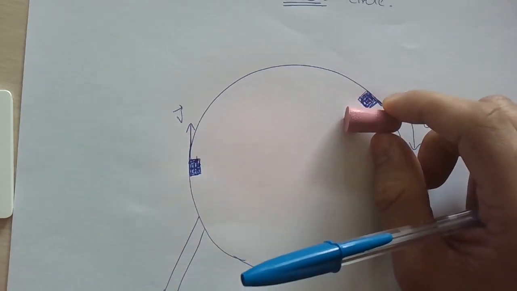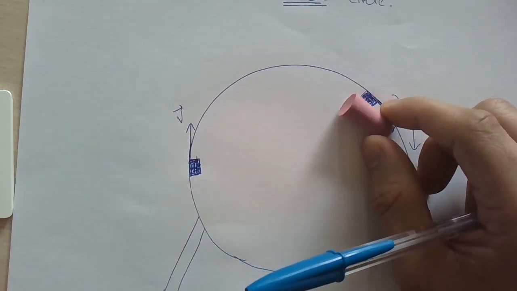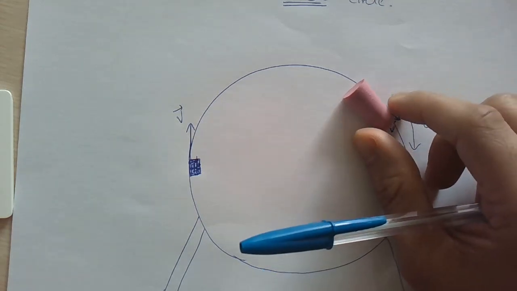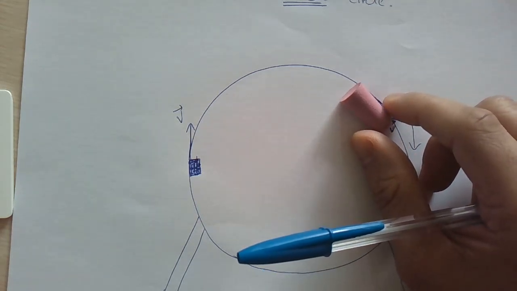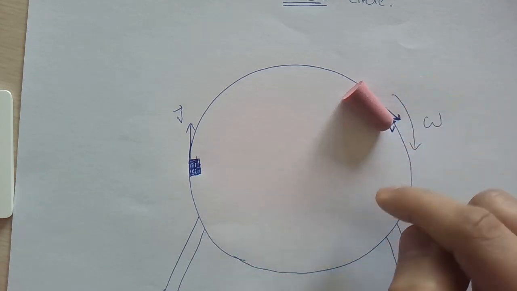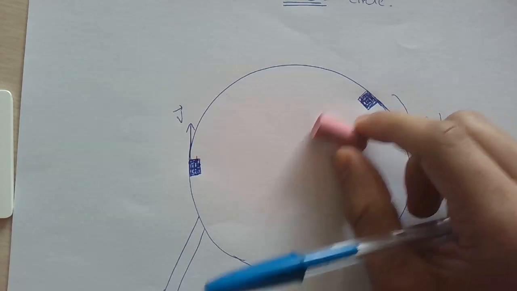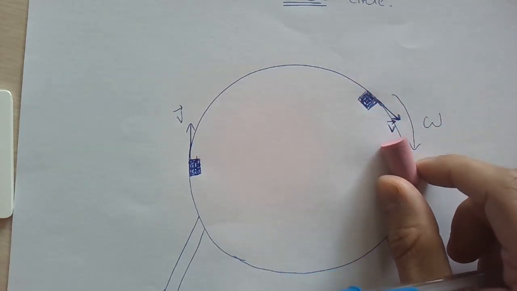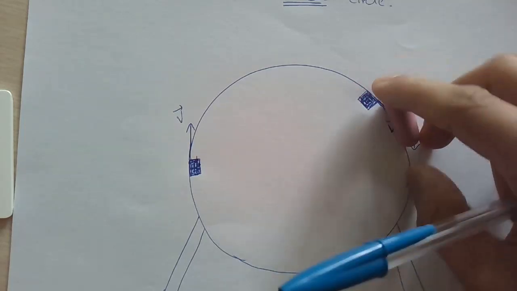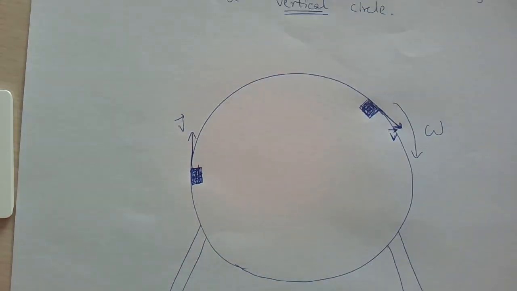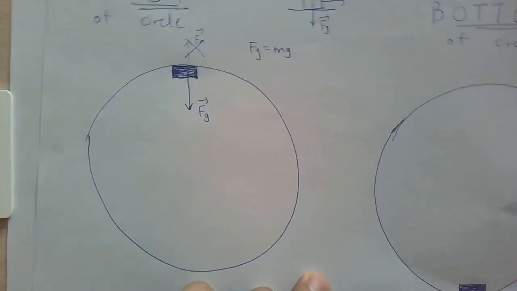Now a body has mass, and mass has inertia, and inertia does not like the change in the motion. So if it's going straight, it likes to go straight. It does not like to bend around like this. So it's the walls of the circle that are making the body bend around and move inside the circle like this.